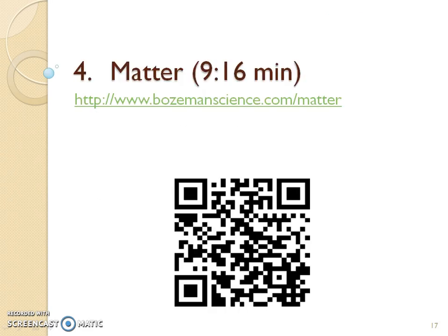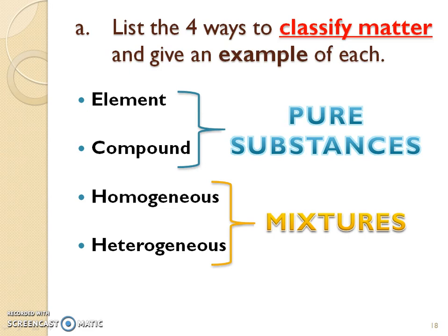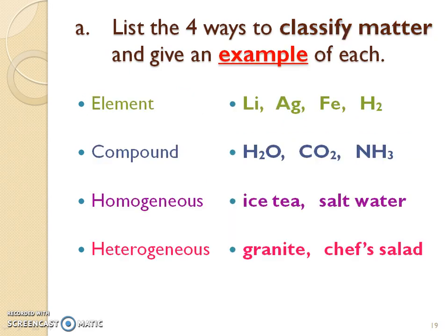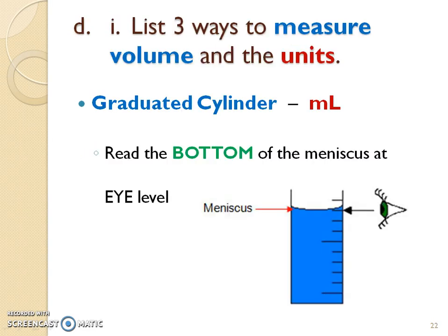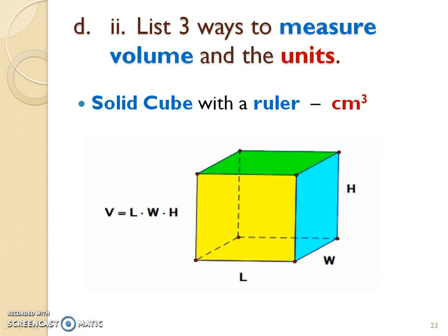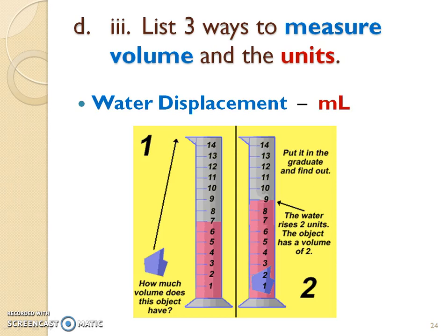Then you should have watched the video on matter. There are 3 ways to measure volume. One is with a liquid using a graduated cylinder, and you have to use a graduated cylinder, not a beaker or an Erlenmeyer flask, to get a more accurate measurement of that volume. Then the other 2: a normal solid that you can measure the length, width, and height, and an irregular solid, for which you would use the water displacement method.